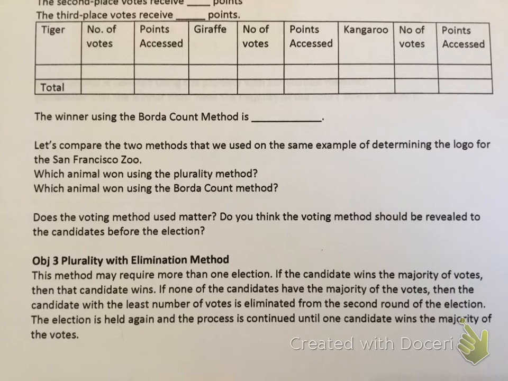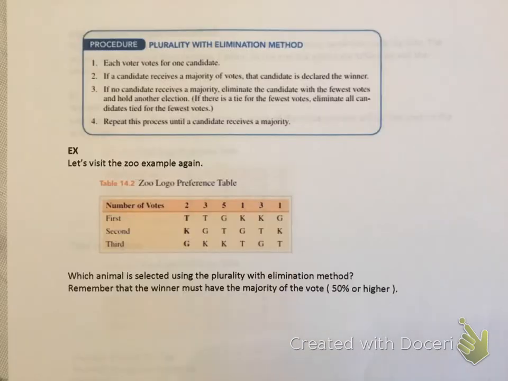So objective 3 goes over the polarity with elimination method. This one is very much like the polarity method, but it may require more than one election. If a candidate wins the majority of votes on the first run, then that candidate wins, no problems. But if none of the candidates have the majority of votes, then the candidate with the least number of votes is eliminated from the second round of the election. The election is held again, and the process is continued until one candidate wins the majority of votes.